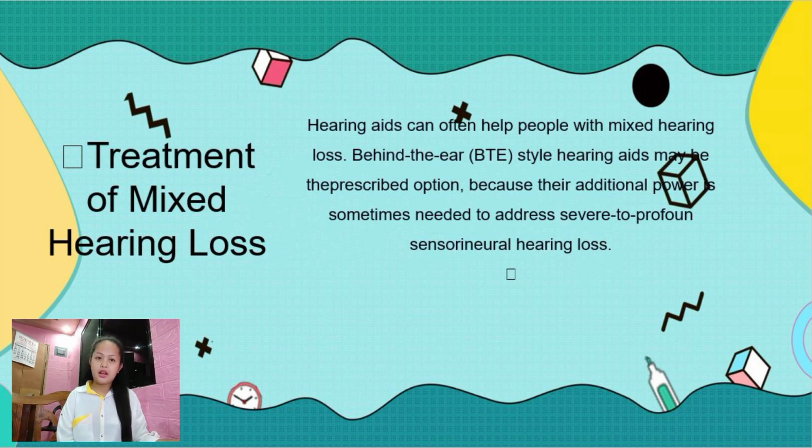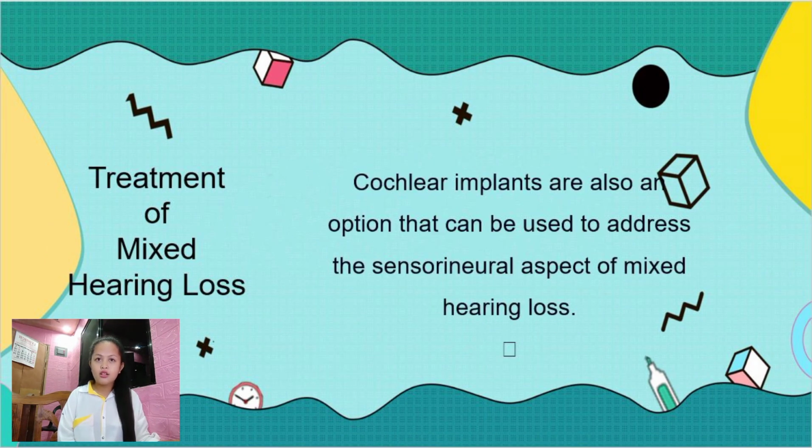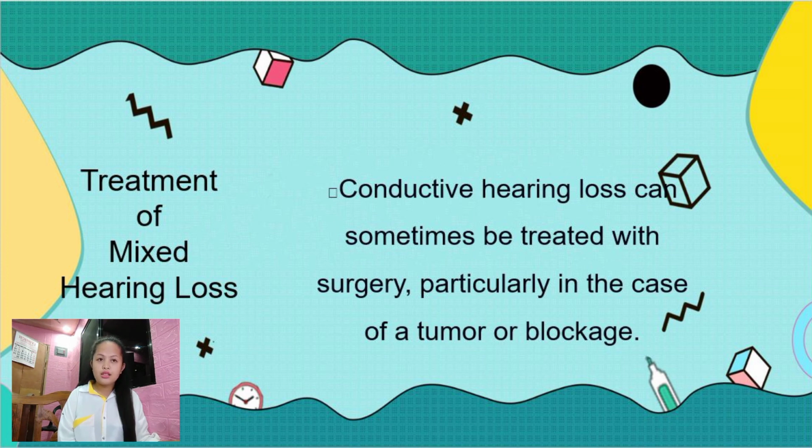Treatment of mixed hearing loss. First, hearing aids can often help people with mixed hearing loss. Behind-the-ear, BTE, style hearing aids may be a prescribed option because their additional power is sometimes needed to address severe to profound sensorineural hearing loss. Second, cochlear implants are also an option that can be used to address the sensorineural aspect of mixed hearing loss. Third, conductive hearing loss can sometimes be treated with surgery, particularly in the case of tumor or blockage.